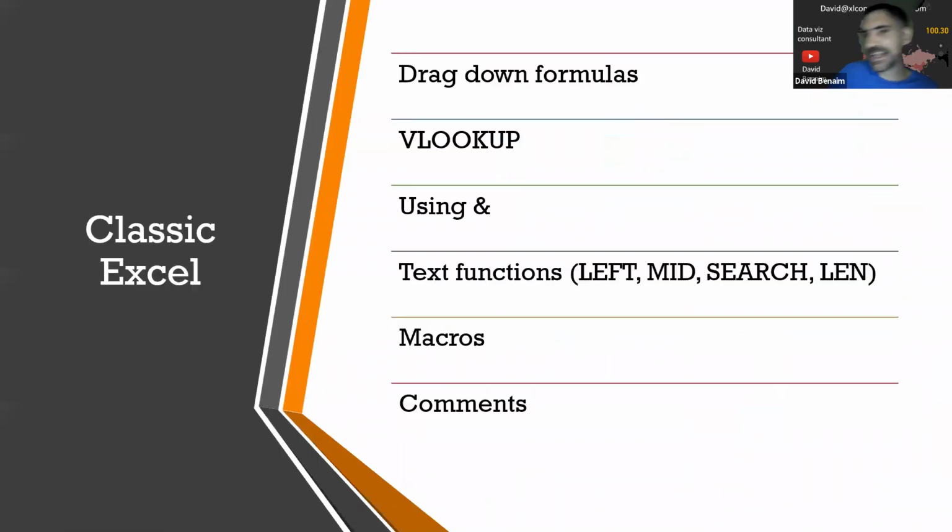So classic Excel, things that people are used to doing: dragging down formulas, VLOOKUPs, using AND in a function, using text functions, using macros, things like comments. These are features that exist in classic Excel. Modern Excel, though, has superseded all of these. And my aim is to show you how that's happened and a whole load more.